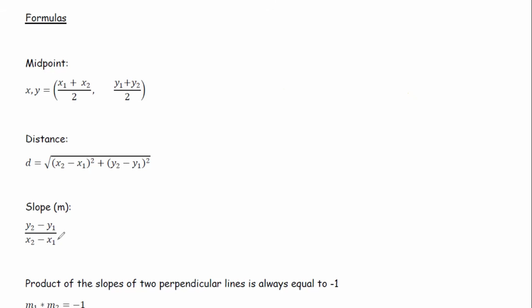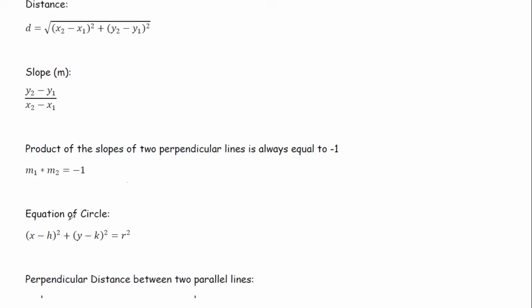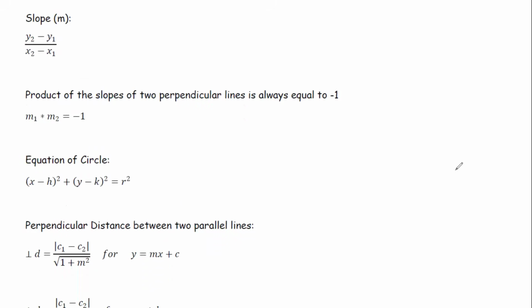Also, this particular thing about the slopes: the product of the slopes of two perpendicular lines is always equal to minus 1. So suppose you've got, let's say, an equation of a line y is equal to 4x plus 3. This is your slope, m. Let's call it m1. This one is 4x plus 3, where 3 is the y-intercept, correct? That's your equation of this line.